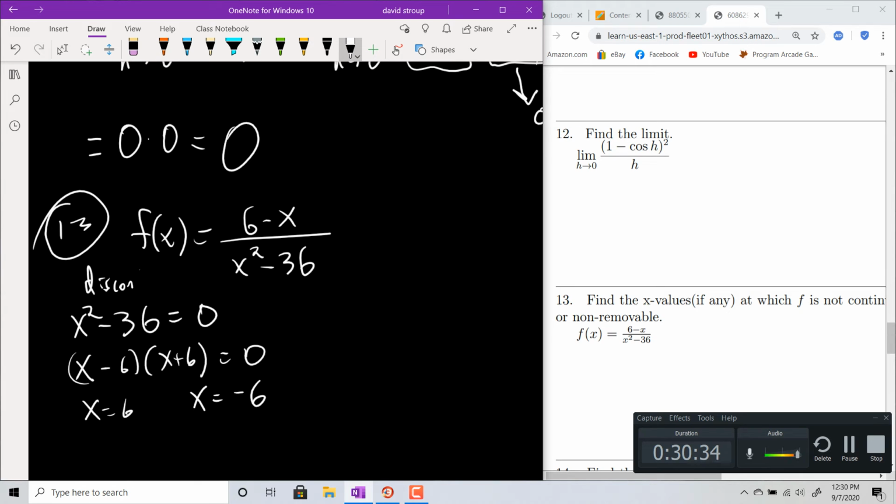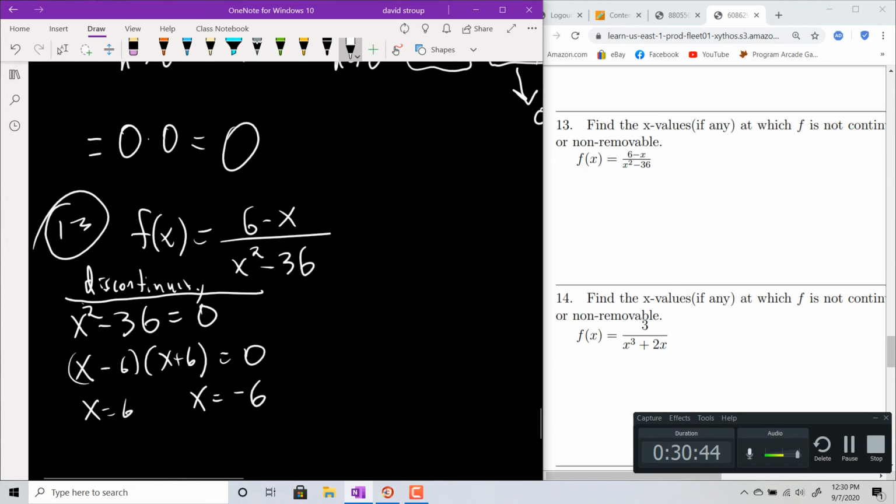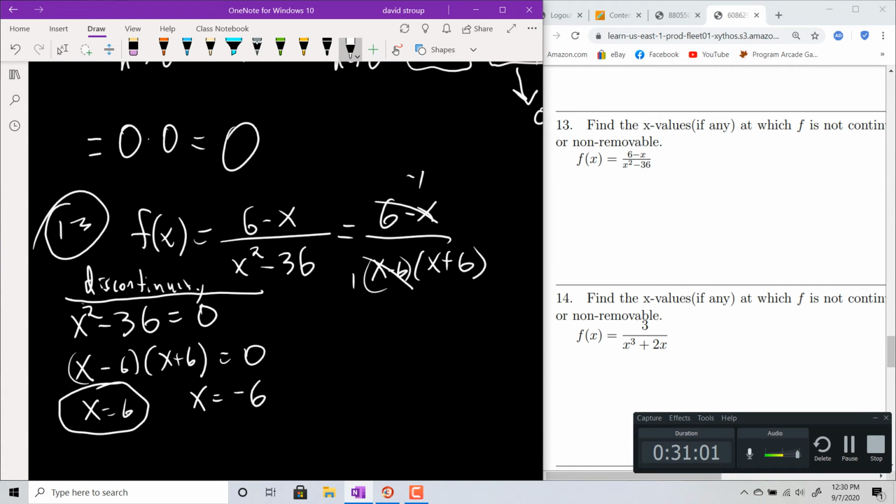Maybe I should give my reader a heading, right? What are you doing there, buddy? I'm finding the discontinuities. Then I need to identify the discontinuities as removable or non-removable. The removable ones are those you can factor away. So 6 minus x all over x minus 6 times x plus 6. The part that you got from the x minus 6 factor is going to be removable. This one will be removable.